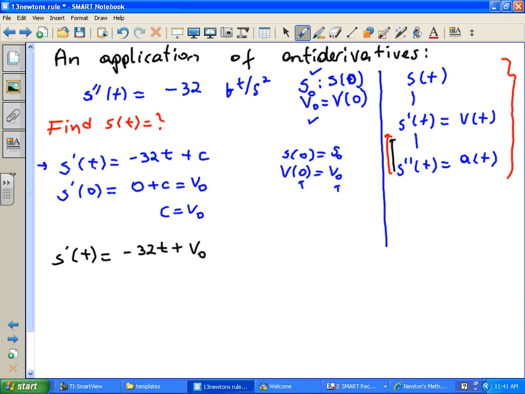I still need to go one more step, right? From s prime to s, I'm going to need to anti-differentiate one more time. So now s of t equals the antiderivative of negative 32t. That's negative 16t squared over 2. The antiderivative of v sub 0, remember that's just a constant, that's initial velocity, a number, such as 100 feet per second, whatever it may be, but its antiderivative will be a constant times t, right? Plus, as always, another constant, if you like, let's call that b.